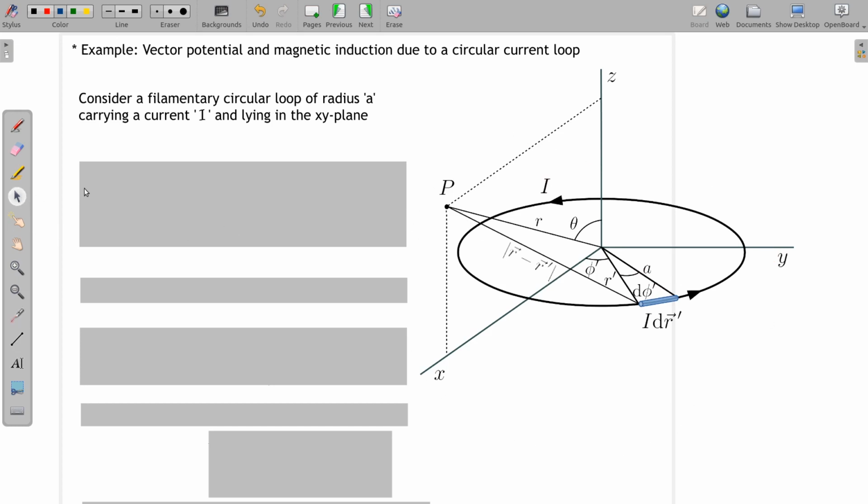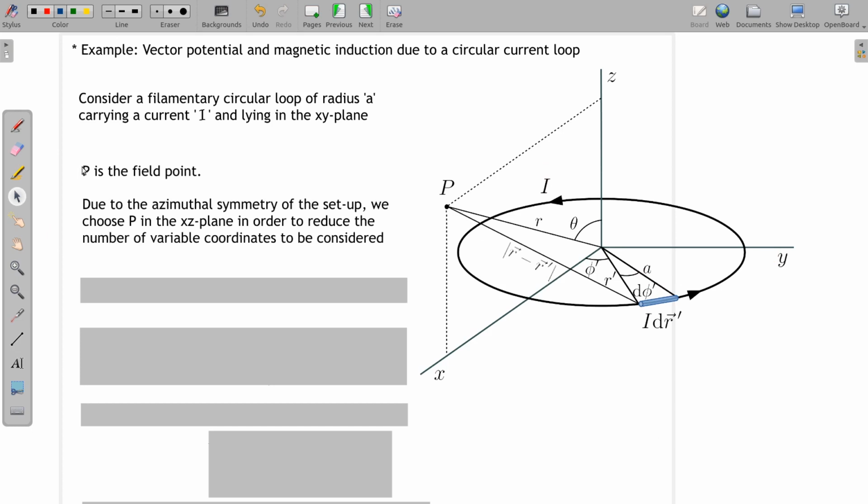Here it is more convenient if we consider spherical polar coordinates. So we consider P to be the field point, the point where we are observing the field. P is also called the observation point. So now where do we place P? Should we place it in the xz plane or in the yz plane, or where should we place it?